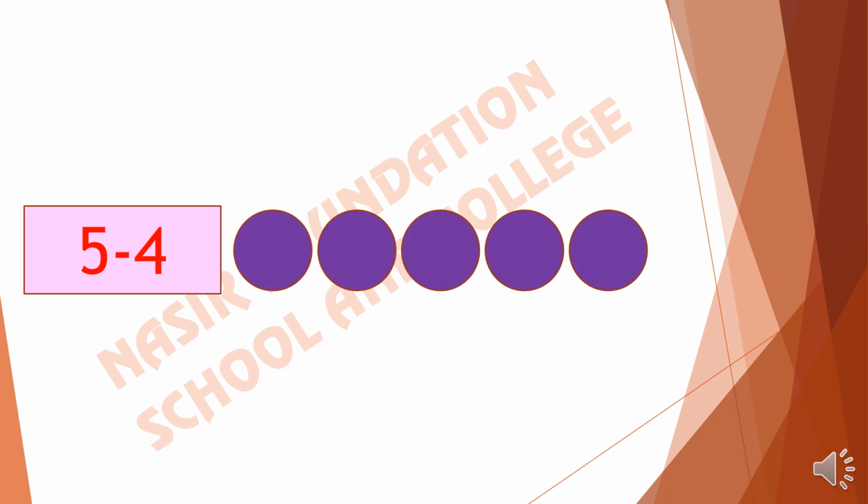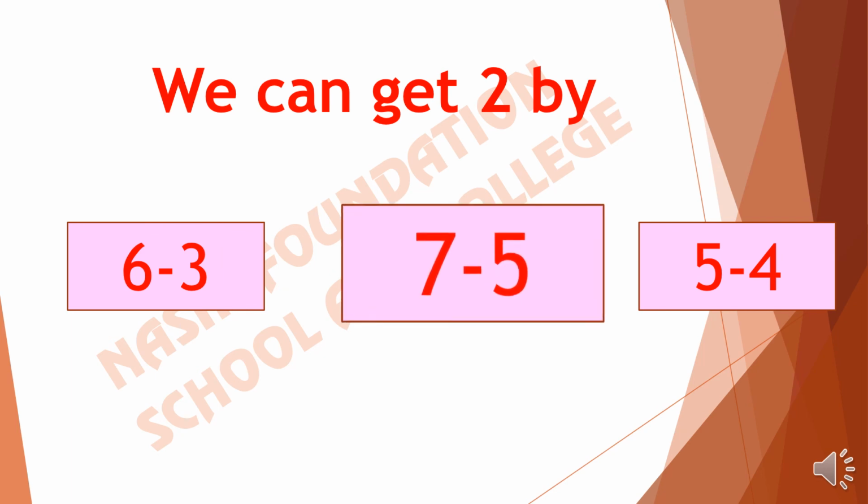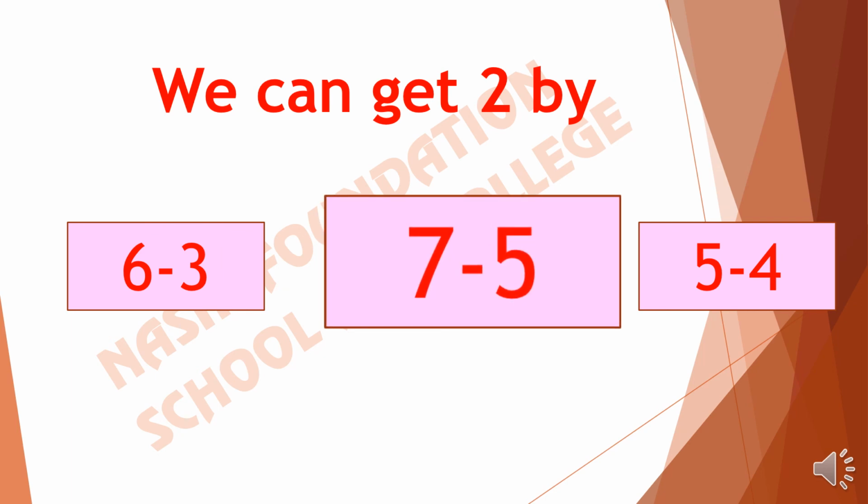We have to subtract 4 out of 5. Out of 5 we have to subtract 4. 1, 2, 3, 4, and we are left with only 1. It means this is not the correct answer because we need 2. If we subtract 4 from 5, we get only 1. This is not the correct answer. We can get 2 by second option. It means if we subtract 5 out of 7, we are left with 2.